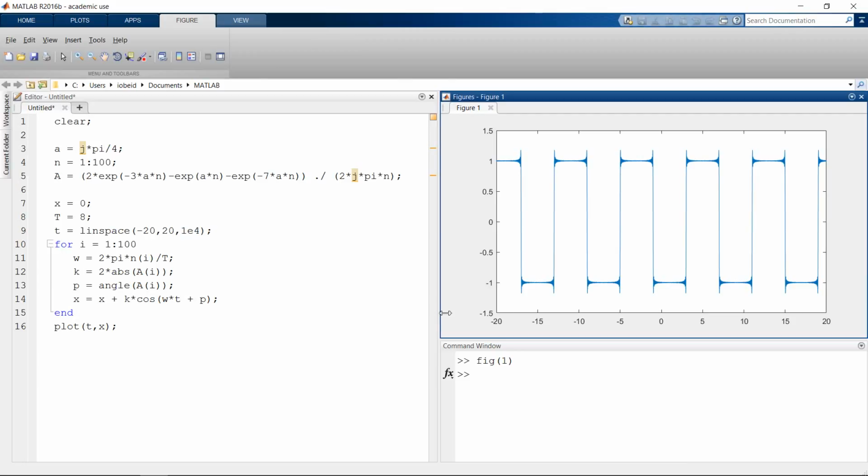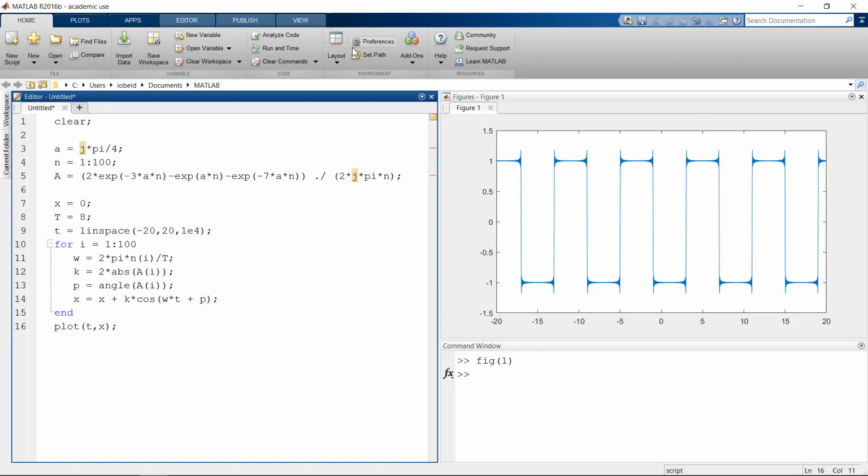Once again we can see that it's not exactly a perfect square wave, and the reason is that I didn't go all the way to infinity with my harmonics. I only went up to 100, but that's still pretty good. If I want to label my plots, I can do xlabel, time, and maybe I can add a title. So title, reconstructed square wave. Whatever you want. Okay, make it look professional.